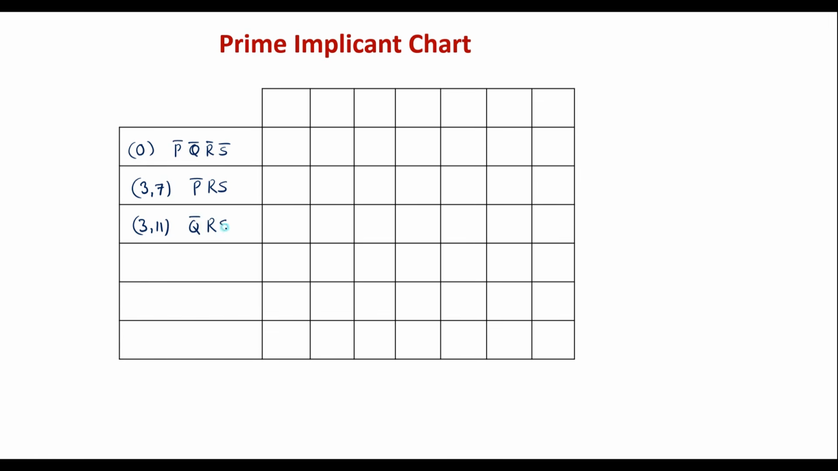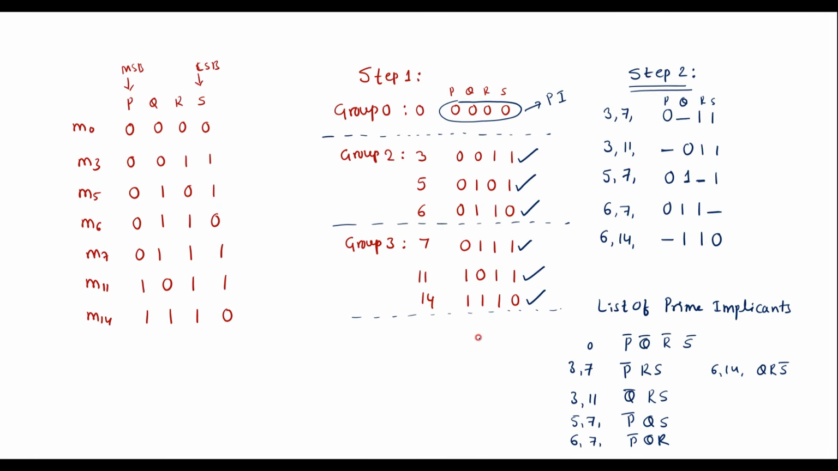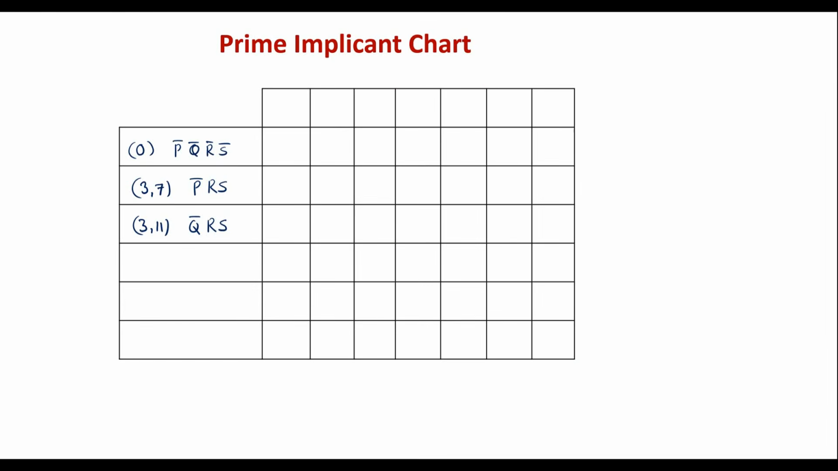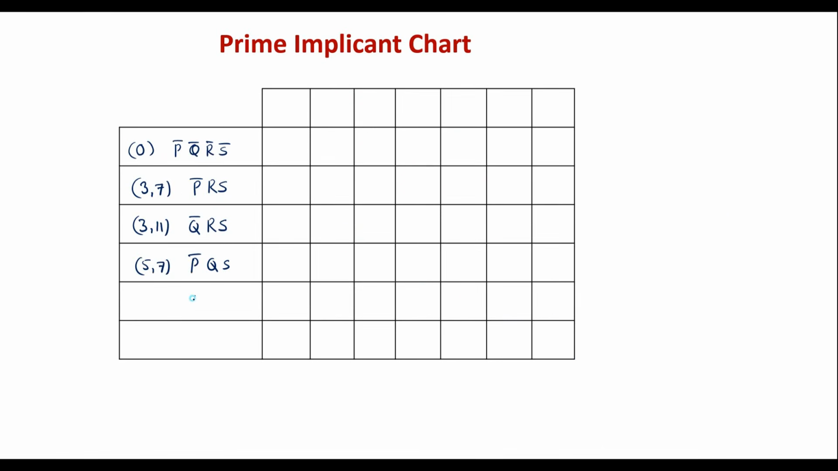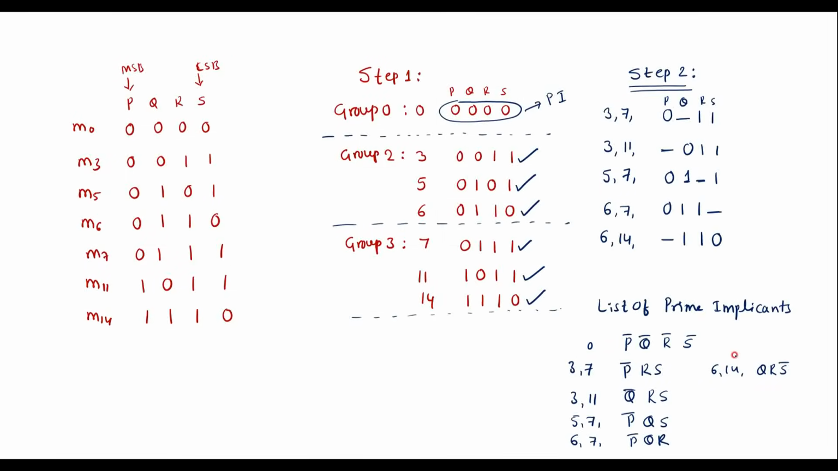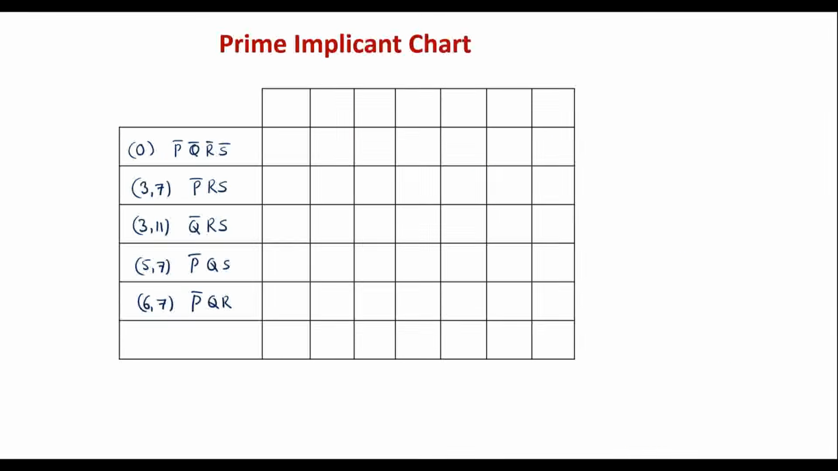Next is 5 7, P bar Q S. Next is 6 7, that is P bar Q R. Next we have 6 14, that is Q R S bar. So this is row wise.